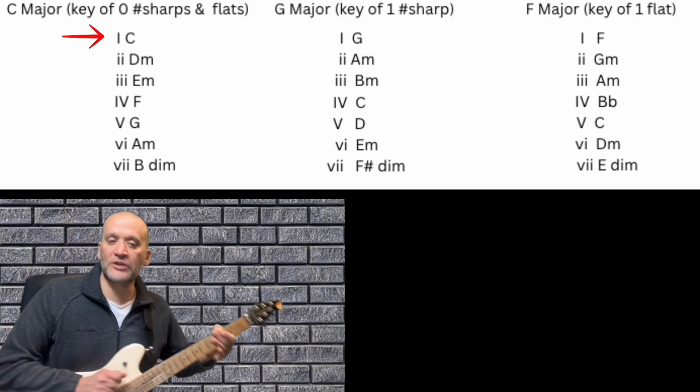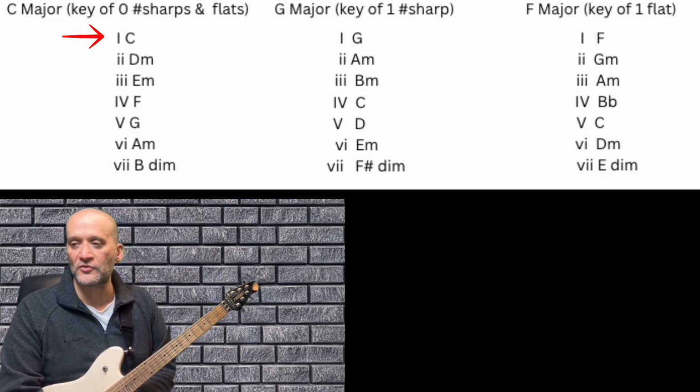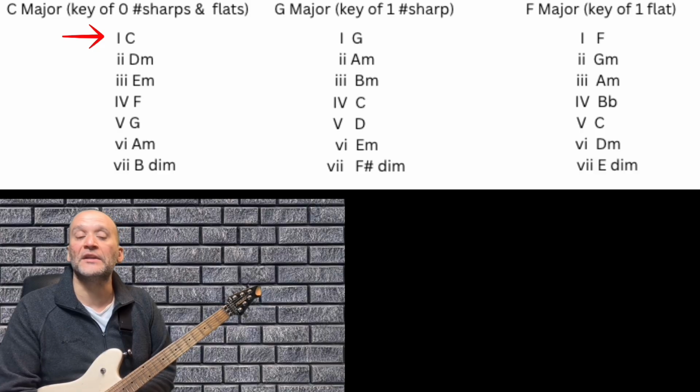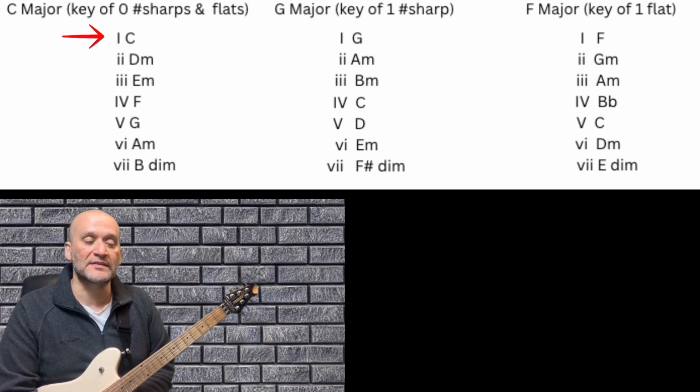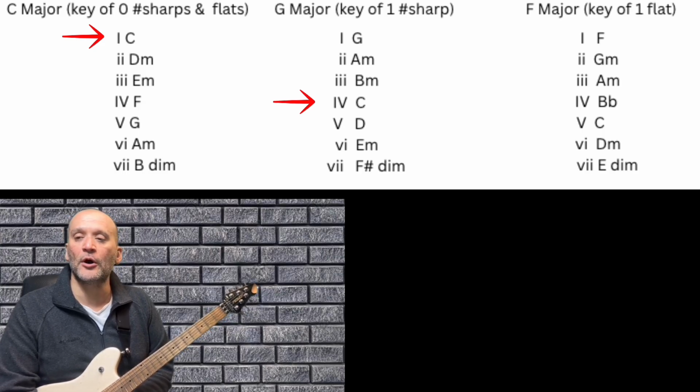Okay, let's divert our attention to the key of G above you. All right, look there. Tell me where you see that C chord. Where do you see it number-wise? Okay, I'm going to go ahead and tell you now. The answer is it's the 4 chord. In the key of G major, the 4 chord is C major. Okay, let's keep on going.